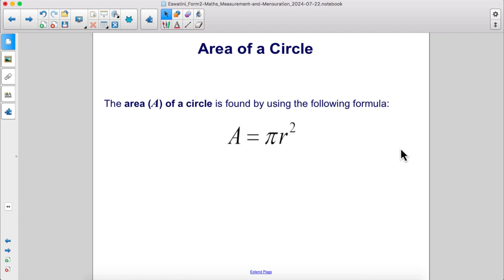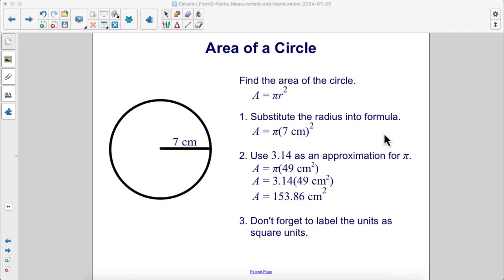The area of a circle is found by using the following formula. A equals pi r squared. To find the area of the circle, we're going to substitute the radius that we're given into the formula. A equals pi r squared. So we're going to plug that r in here in parentheses because it has to get squared.